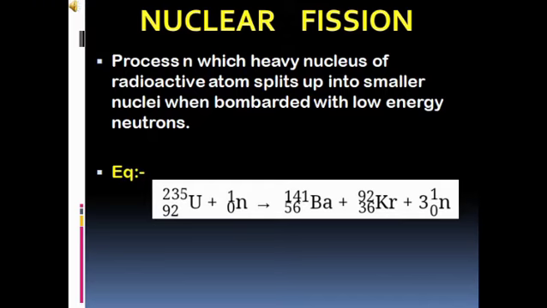Okay, first of all, what's a nuclear fission? It's a process in which the heavy nucleus splits up into smaller nuclei when bombarded with low energy neutrons. So the equation is uranium plus neutron. When it fuses, it gives barium plus krypton plus neutrons. And there is a tremendous amount of energy produced. So the energy which is produced is used for generating electricity at nuclear power plants.